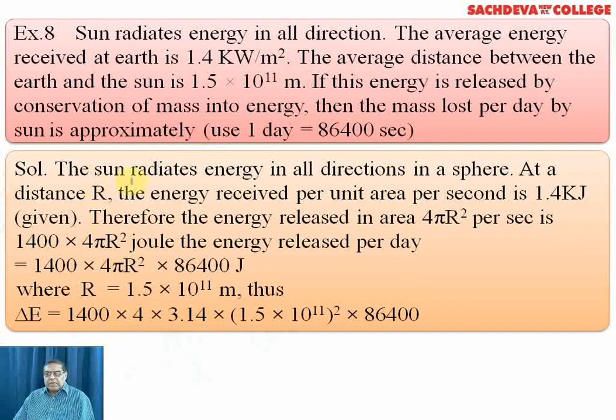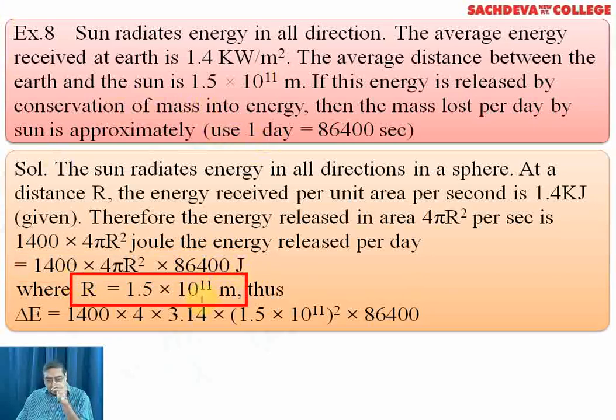To solve this question, we say the Sun radiates energy in all directions. So we have to consider the intensity of radiation. Energy received per unit area per second is called intensity. It is 1.4 kilojoules, that is what is given in the question. Therefore, the energy released in the area 4 pi r square per second will be how much? So 1.4 kilojoule is converted into joules, that becomes 1400. 1400 multiplied by 4 pi r square joule is the energy released per second, and then we multiply it by 86400 for the energy released per day.